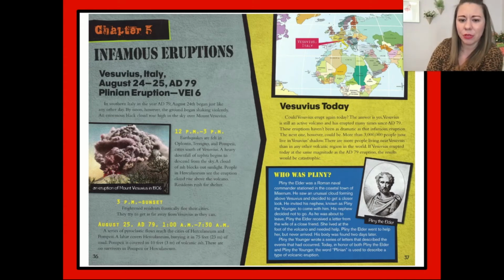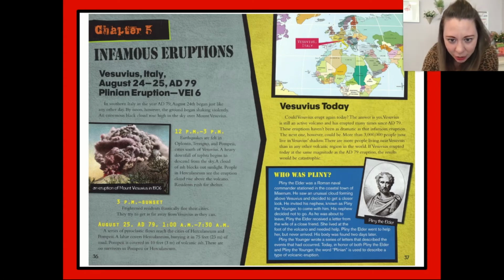And then it says, who was Pliny? And we've learned about Pliny a little bit before. Pliny the Elder was a Roman naval commander stationed in the coastal town of Misenum. He saw an unusual cloud forming above Vesuvius and decided to get a closer look. He invited his nephew, known as Pliny the Younger, to come with him. His nephew decided not to go.